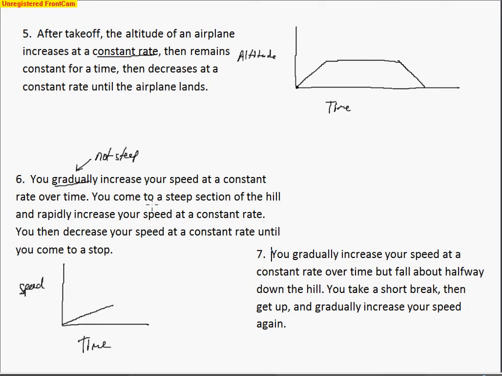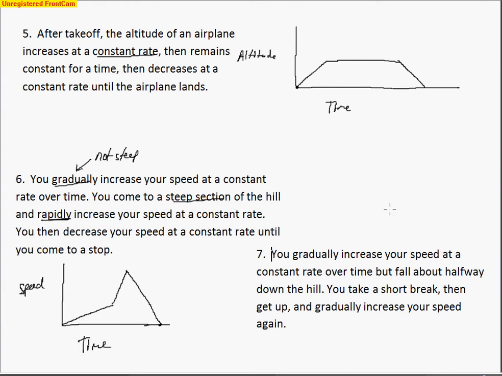And then it says you come to a steep section of the hill. Okay, so rapidly increase your speed. So it's going to end up going up much quicker. And then at a constant rate again. So at a constant rate means that we're going at a straight line, and then you decrease your speed at a constant rate until you come to a stop. And so then you just kind of gently decrease your speed, and you've stopped at that point.